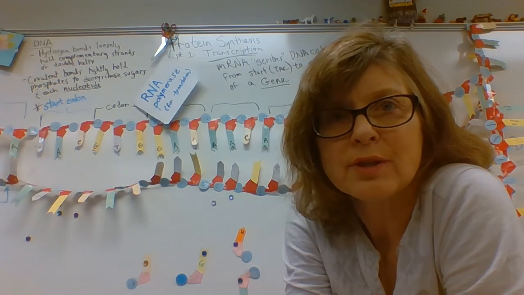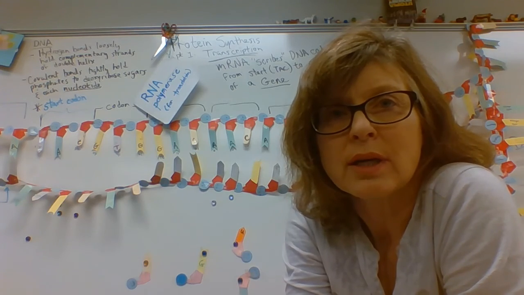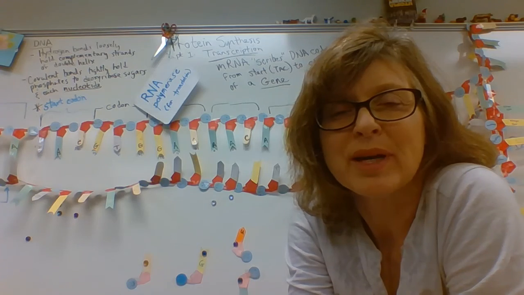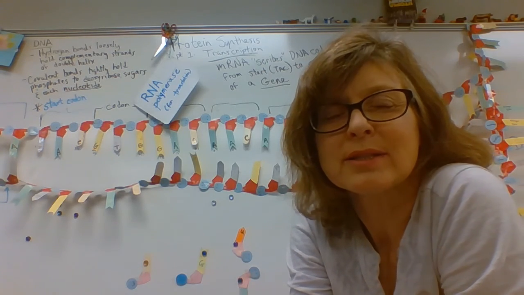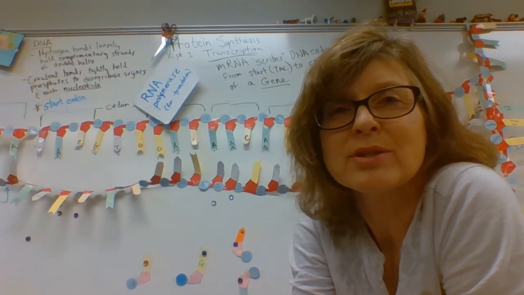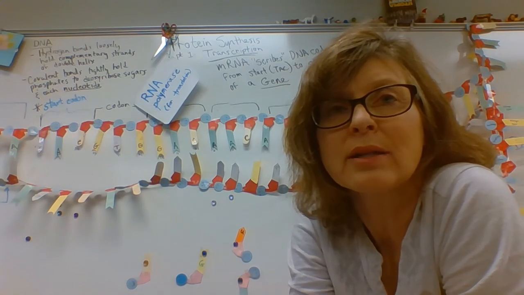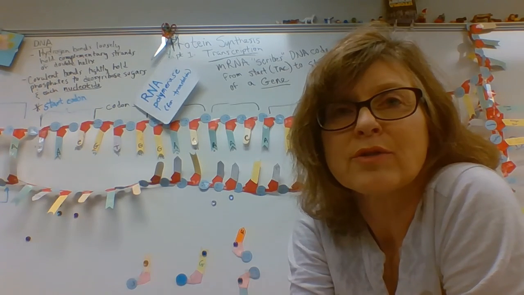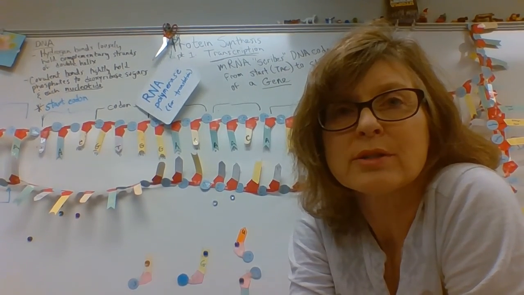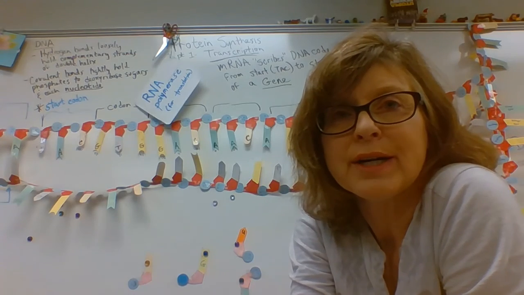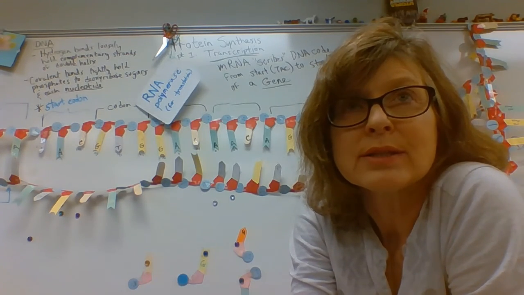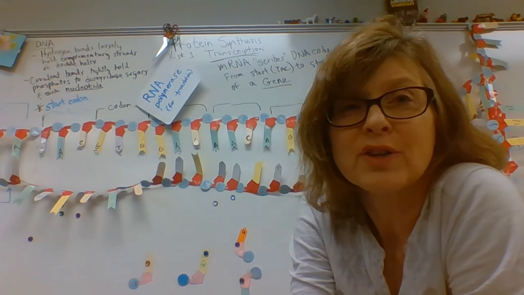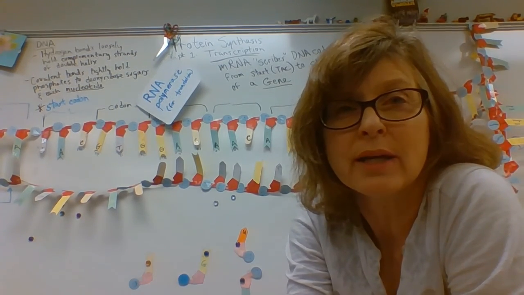So this video is going to encompass part of protein synthesis, or how proteins get made. Protein synthesis is broken into two parts: the part that happens in the nucleus and the part that happens outside of the nucleus in the cytoplasm. In this video, I'm going to go over the first part, which is called transcription, where messenger RNA is assembled in the right order to reflect the code that's on the DNA.